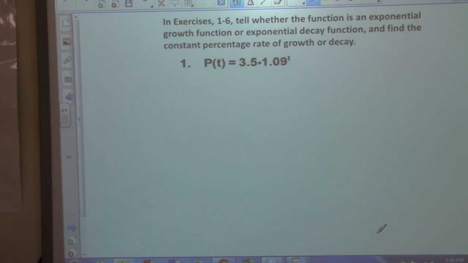Okay, class. I'm going to introduce you to another type of exponential function. The one that we saw earlier was y equals a times b to the power of x, right? Now we're going to use the same type of format here. In the language of this function, what is 3.5 going to be? Your initial value. And 1.09 is what? Our base.